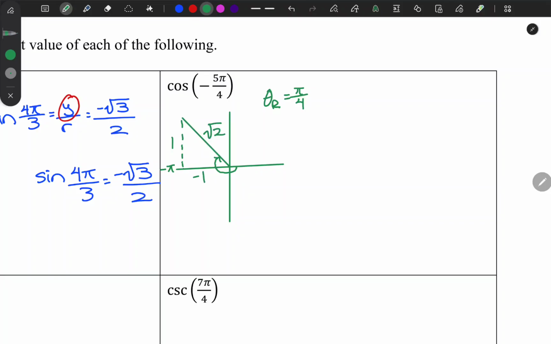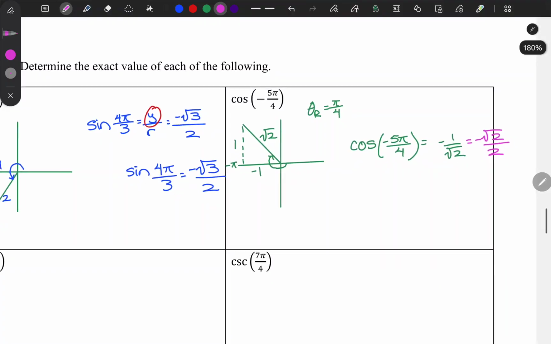Notice that our x is negative. So it's -1 for x, +1 for y, positive √2 for r, because r is always positive. Cosine of -5 pi over 4 is equal to -1 over √2. Or if you'd like to, let's build those good habits, -√2 over 2.